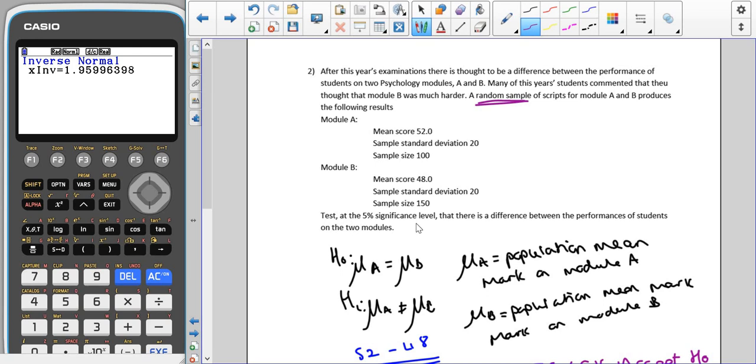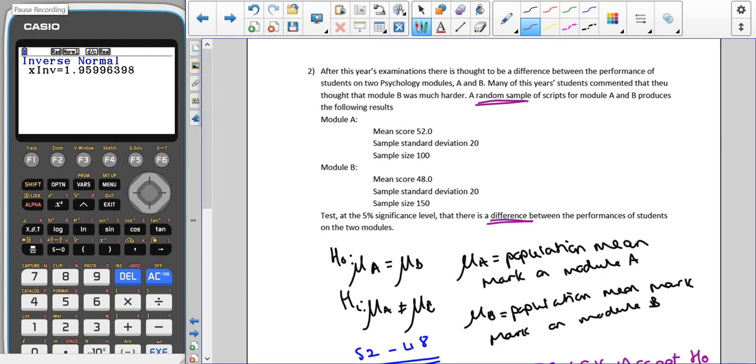Test at a 5% significance level if there is a difference between the performance of the students in the 2 modules. So even though here it says that pupils thought that B was harder, what we're actually testing for is a difference. So you need to be careful with this in questions. Make sure you double check what it is that you're actually testing, not just going off the first thing that you read and then running ahead with the test.